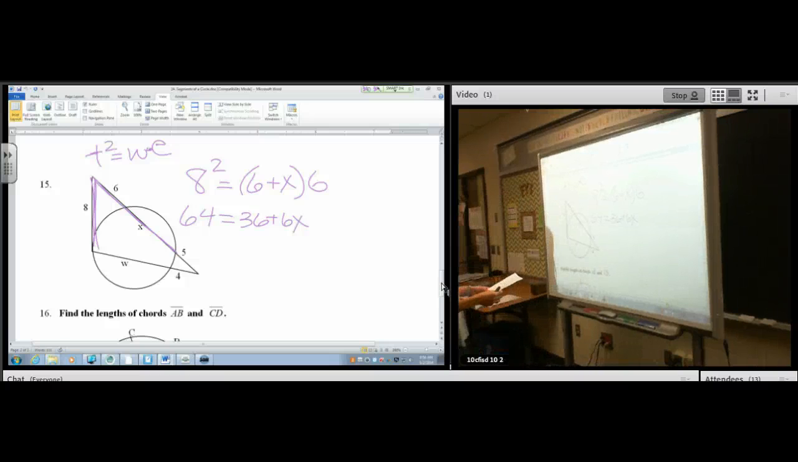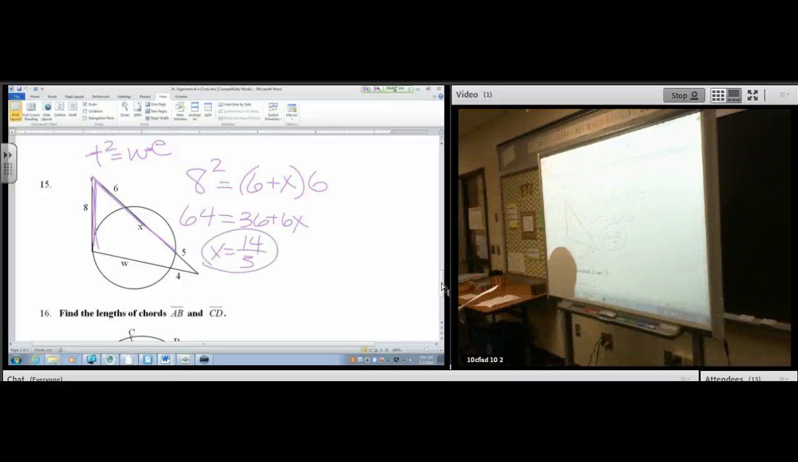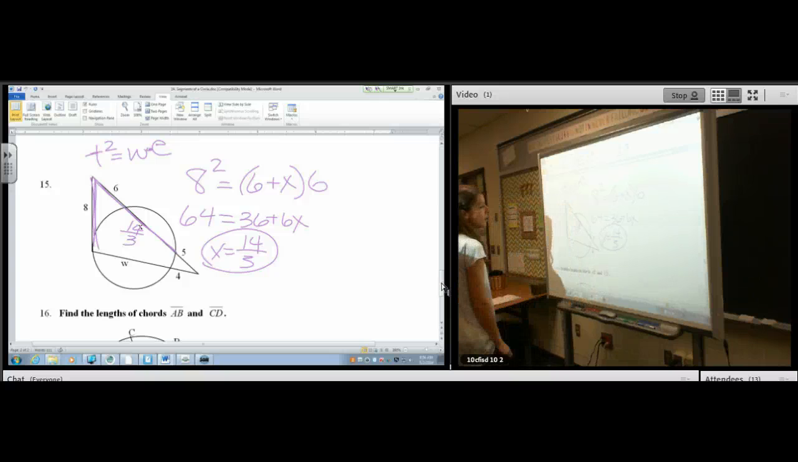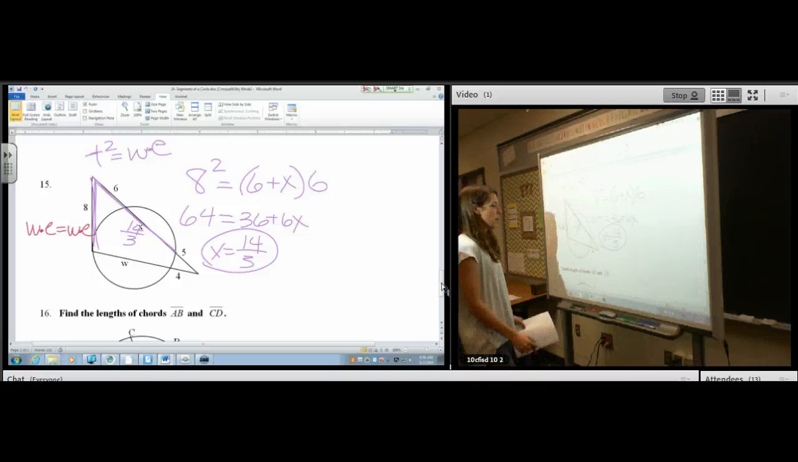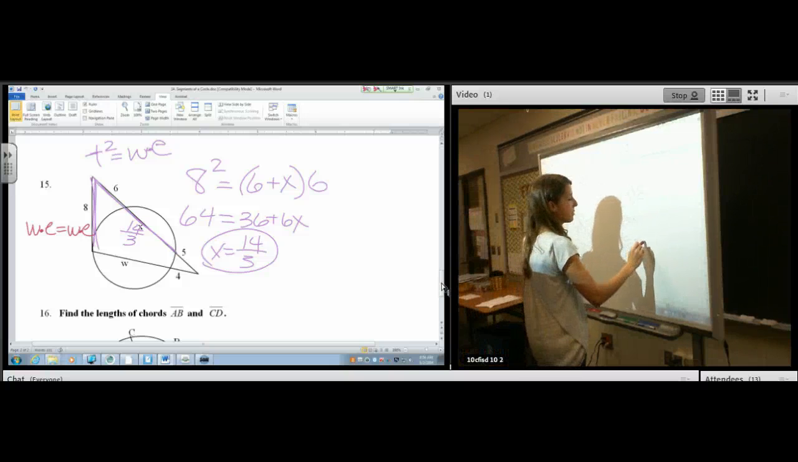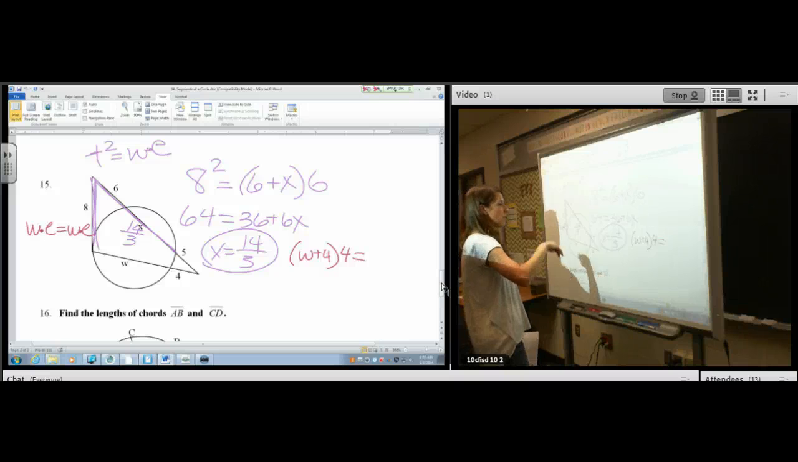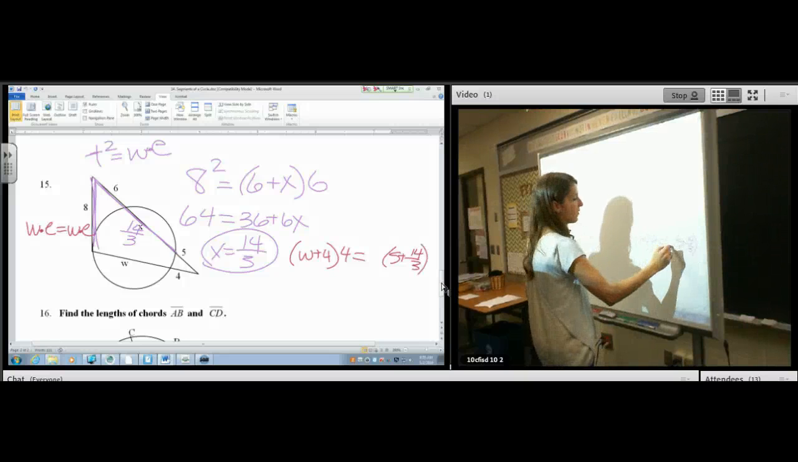Subtract 36 divided by 6, and you get a nice ugly fraction, 14/3. And then we can solve for w, but to solve for w, we're going to have to plug 14/3 into our picture. For w, we're going to do whole times external equals whole times external. So on that segment, the whole thing is w plus 4. The external is 4. On the next one, the whole thing is 5 plus 14/3, and the external is 5.